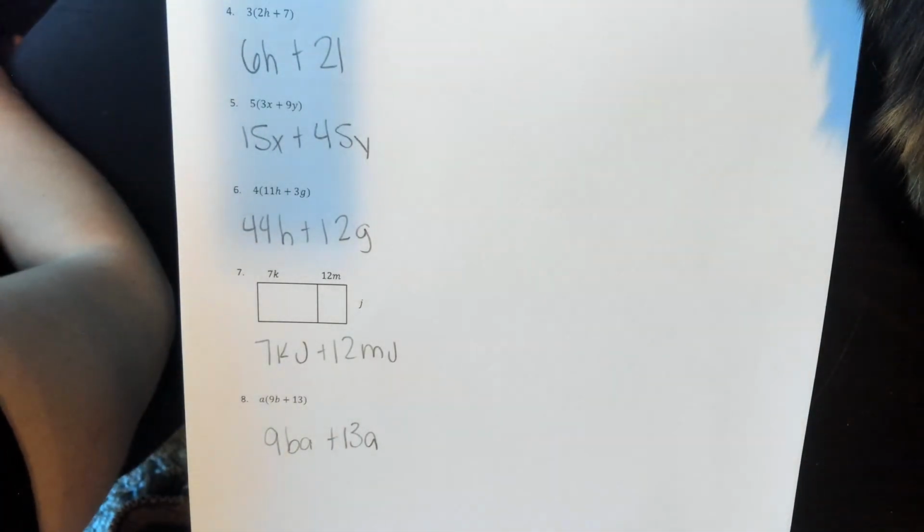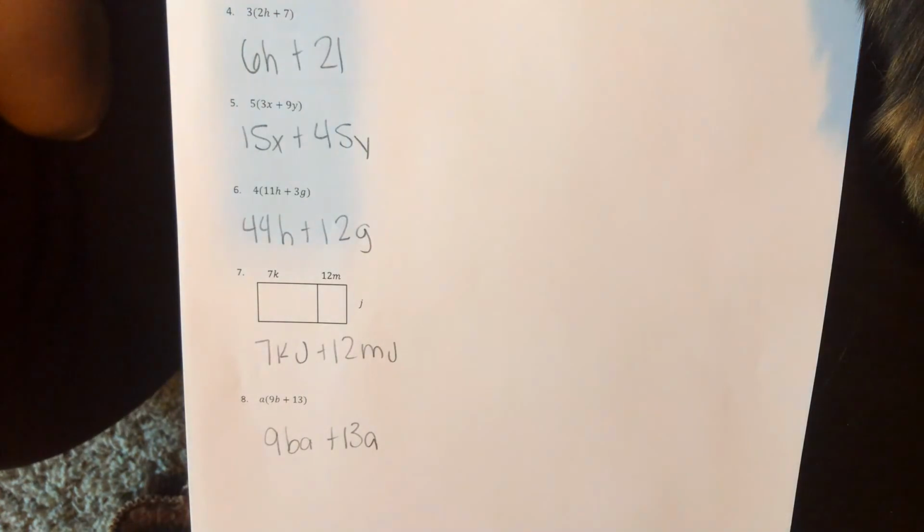For 7, you should have 7kj. That little j is over here in case you missed it. And then 12mj. And then for number 8, you should have 9ba plus 13a.